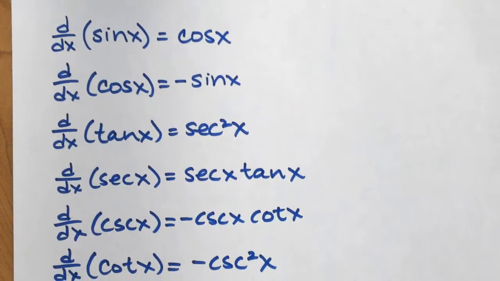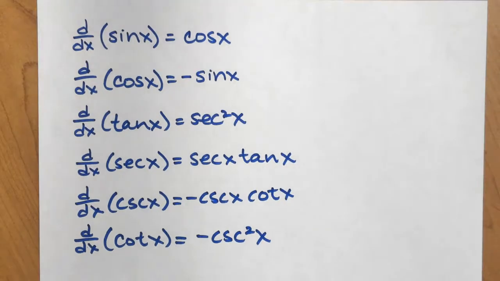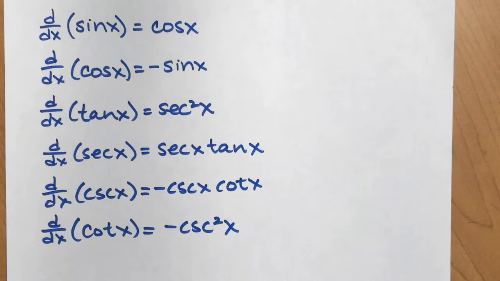I have them listed here. So we have the derivative of sine is cosine. The derivative of cosine is negative sine. The derivative of tangent is secant squared. The derivative of secant x is secant x tangent x. The derivative of cosecant x is negative cosecant x cotangent x. And the derivative of cotangent x is negative cosecant squared x.